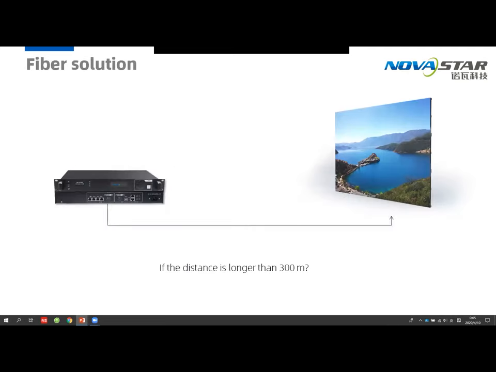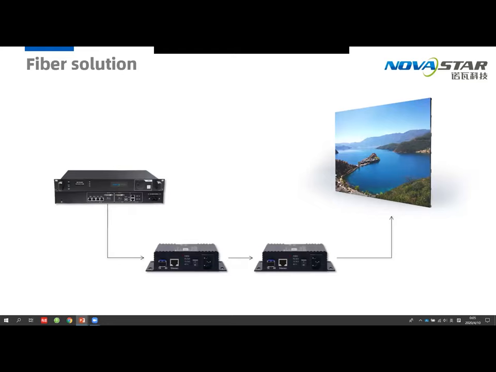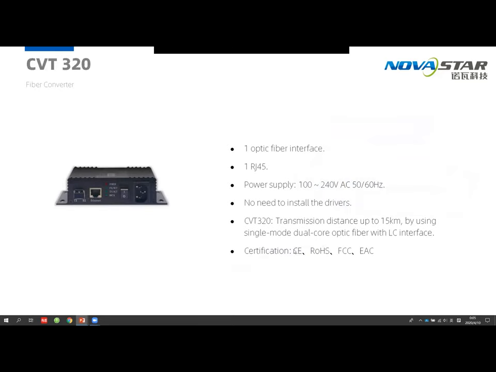And sometimes the distance between the controller and the LED display is more than 300 meters. So we cannot use that converter anymore. What shall we do? Here, I still have the same picture, but a different device model. Those two converters are the CVT320. And the transmission distance is 15 kilometers. And it should work with single mode dual core optic fiber. So that's the only difference between the CVT310 and the CVT320.